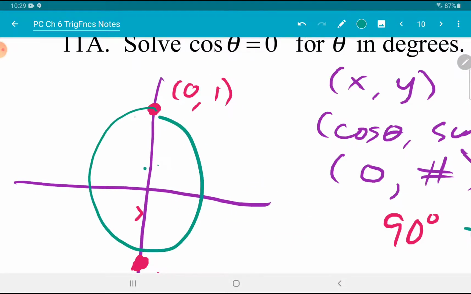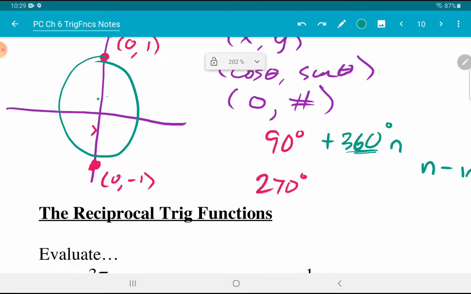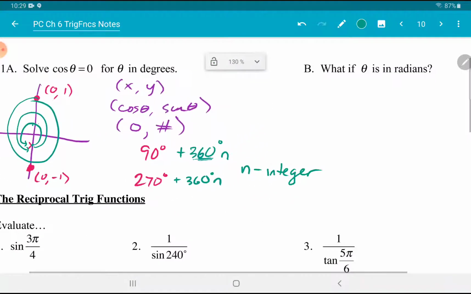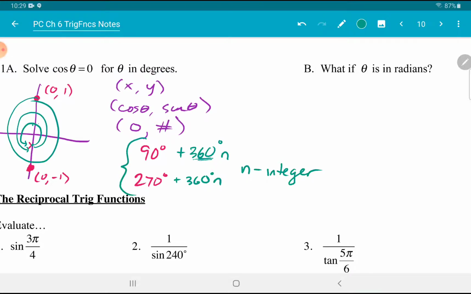So if we are at 270 degrees, we can go around another full circle and another full circle and so on and so on. So therefore we can add another 360 degrees n. So these would be the two responses that you can use to get cosine of theta equals 0.